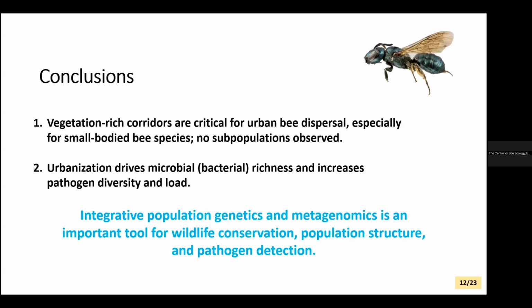And this project is great because it really highlights the conservation power of integrating these different methods. So integrating metagenomics with PopGen, we saw that while we did not observe urbanization to impact Serotina calcarata's population structure, we did see that it had some meaningful impacts on its microbiome instead.